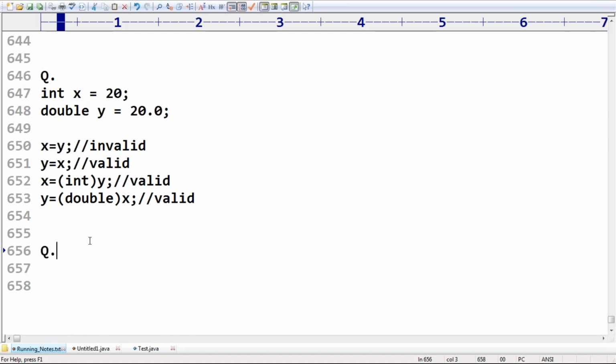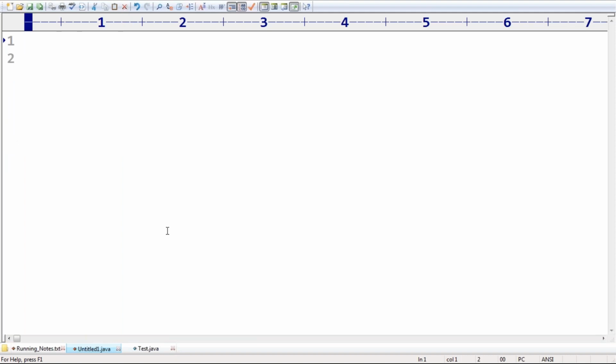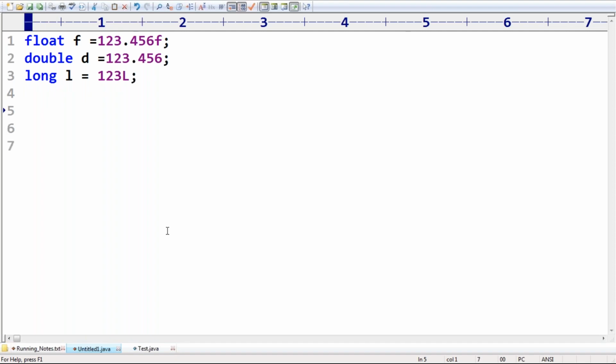Next, I have one more question. Now observe here: float f is equal to 123.456f, double d is equal to 1234.6, and long l is equal to 123L. Now, better to take them as A, B, C. Actually float f, double d, long l are meaningful names, but for some internal reason I'm taking A, B, C only.